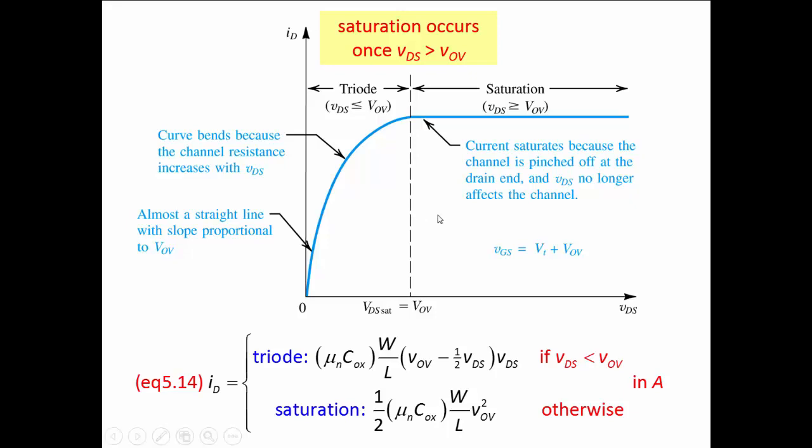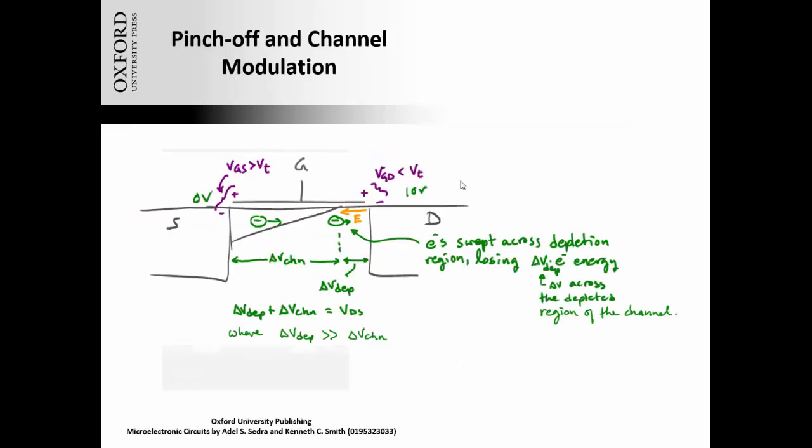All right, and then to the right of that is where the channel is pinched off, and we say the transistor is in saturation, and now the current is no longer a function of VDS. Okay, so clearly this is not from the publishers. This is my little chicken scratching.